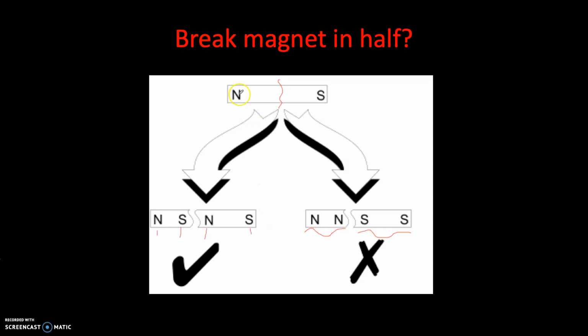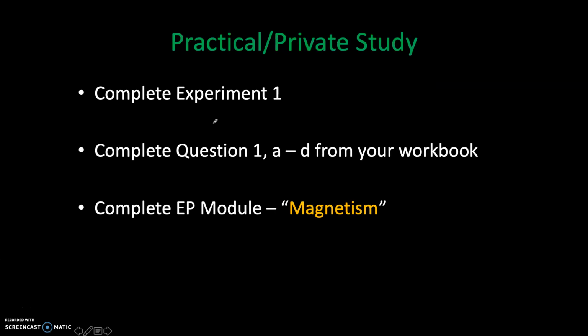And these poles will come into play in the next episode of Science. These poles are important because they determine the direction of the magnetic fields. But that's for next episode. For now, we'll move into our private study. So we'll do experiment 1 in class.